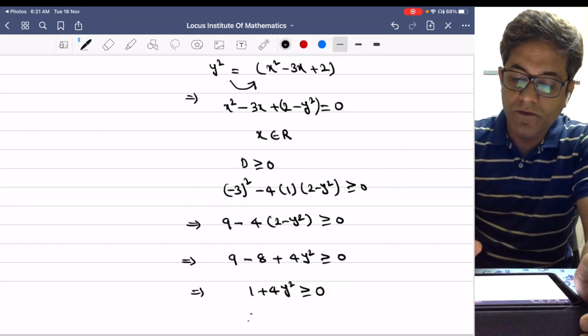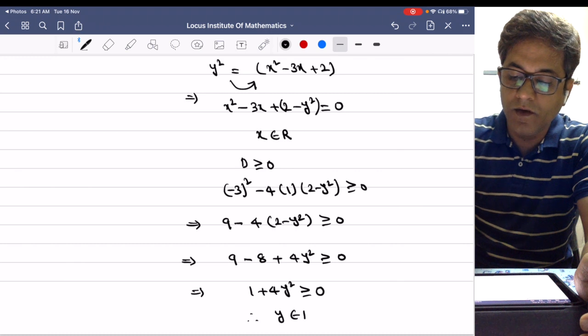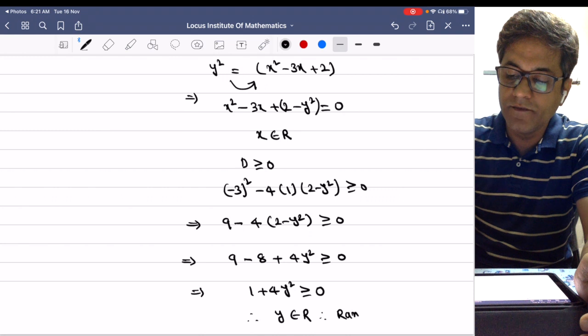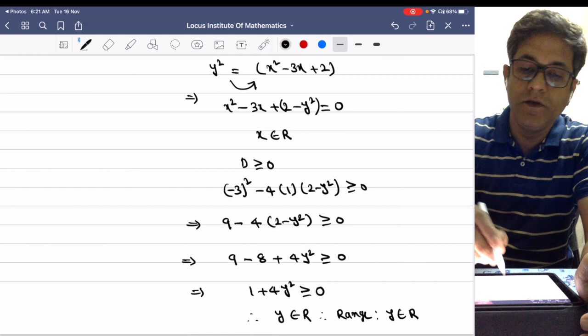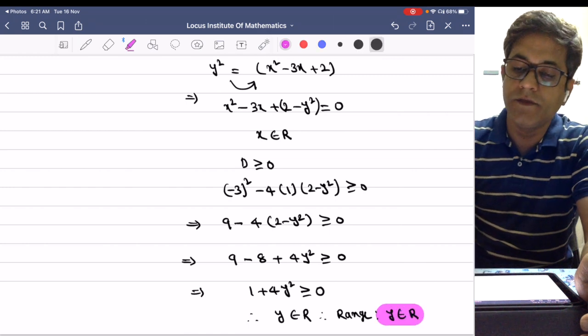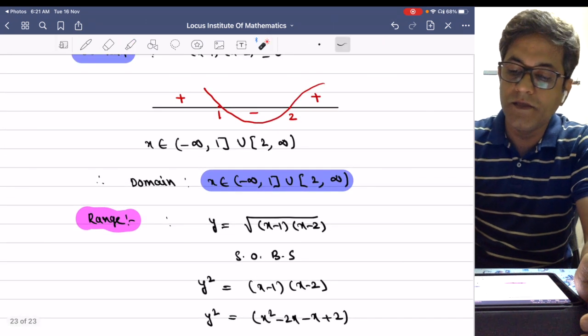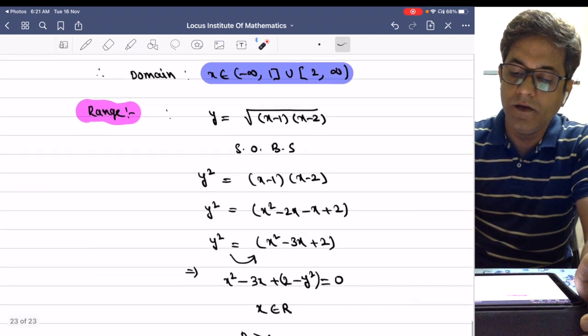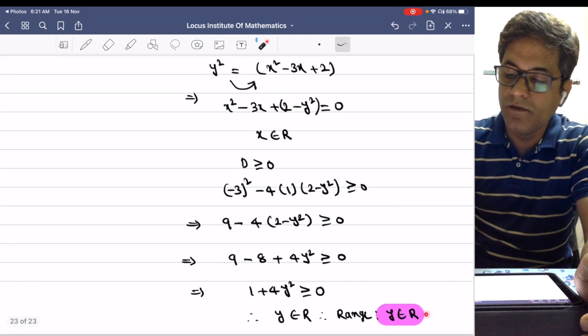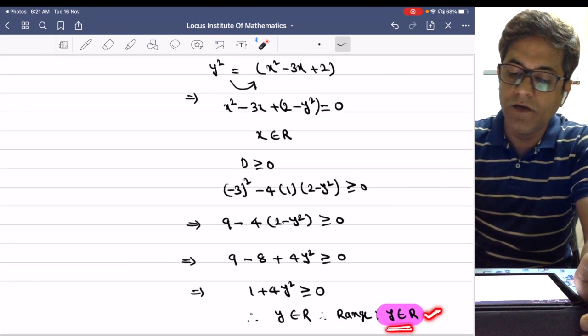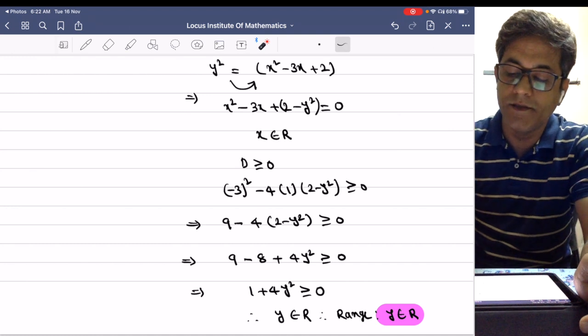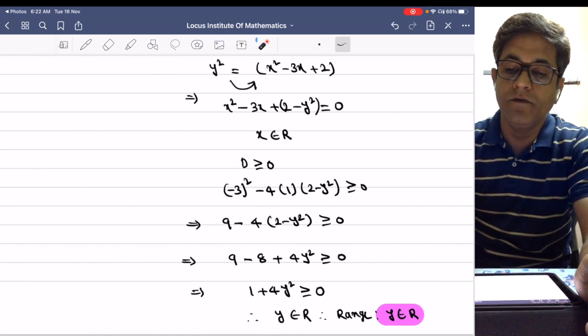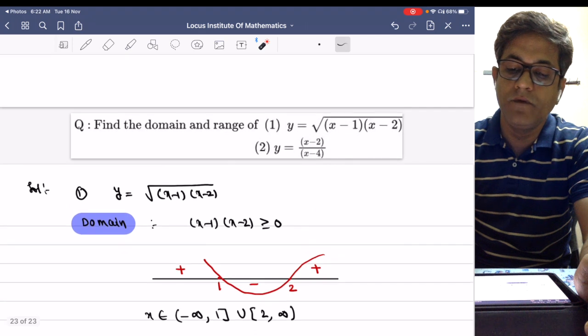Here, therefore, y belongs to all real numbers. So therefore the range of the function is y belongs to R. So this is the range of the function. So the domain is x belongs to minus infinity to closed 1 union 2 to infinity, and the range is y belongs to R, for all real values. So this is the solution of part 1, that is the first question.